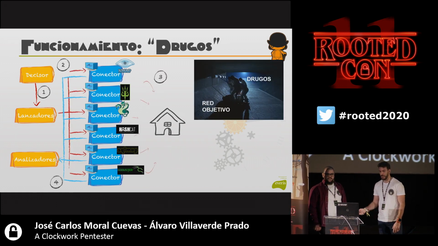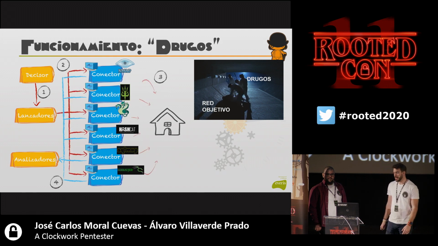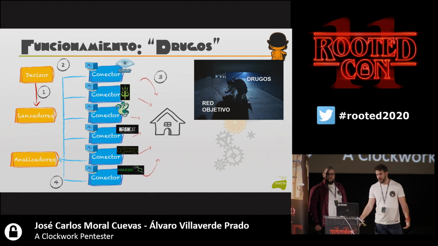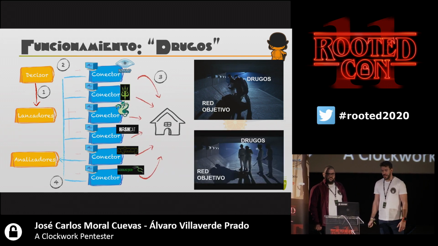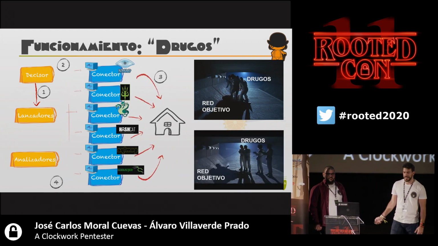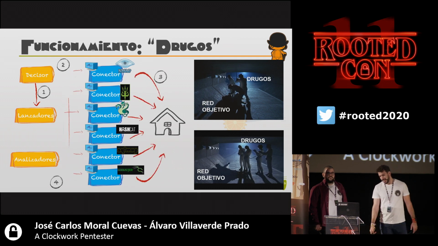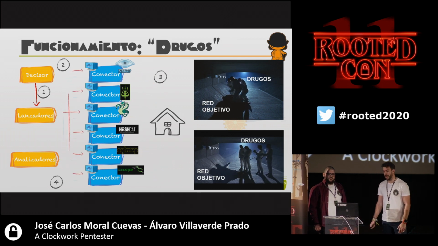It starts to analyze the network. Our drugos start to hit everybody. We're going to pick all the information out of the network as much as we can, and return it to the analyzers. Our drugos are really happy because they've been able to take everything they could from the network, and they will give it to the analyzers.